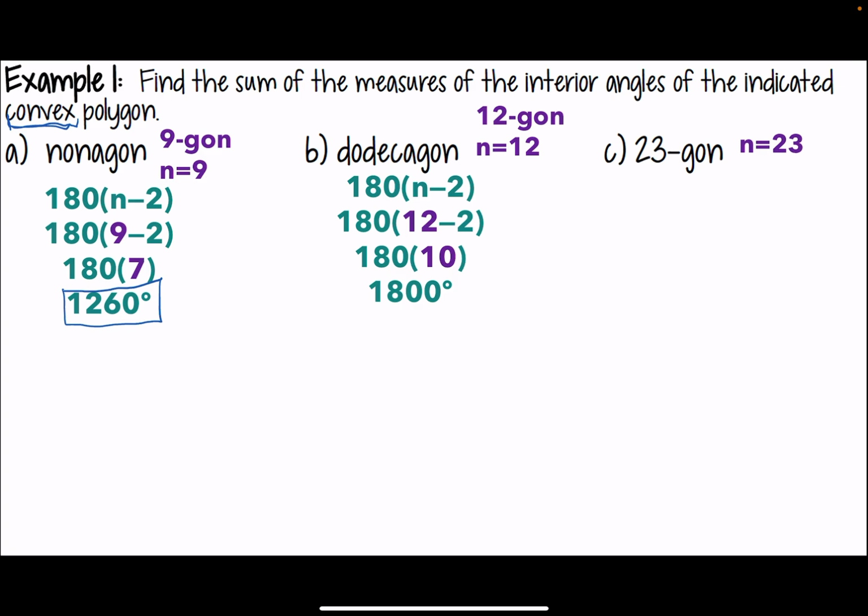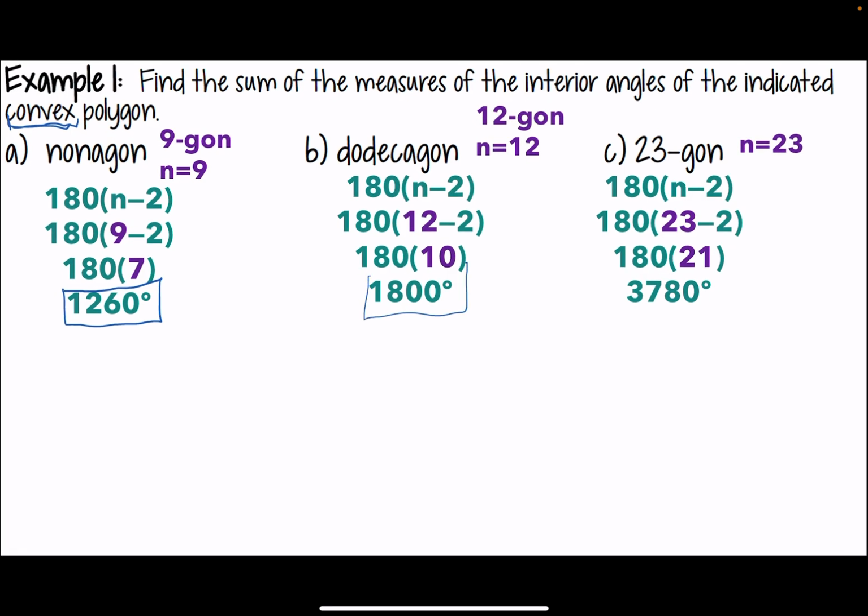All right, for this next one, your n is going to equal 23 because it's just a 23-gon. So you can just drop that in. That gets you 21. Multiply it by 180, and you get 3780. Now, notice I'm using the same formula over and over again. This is our theorem. It's part of our definition because the converse also works.